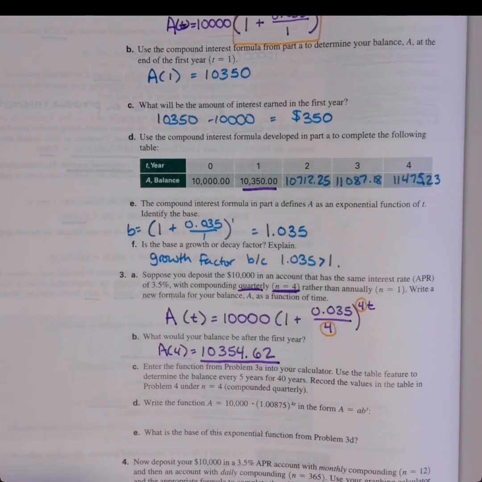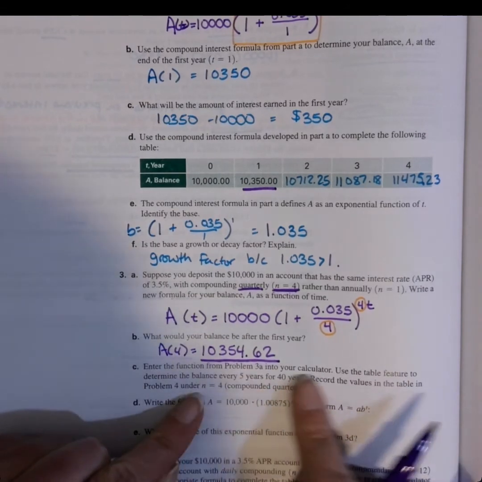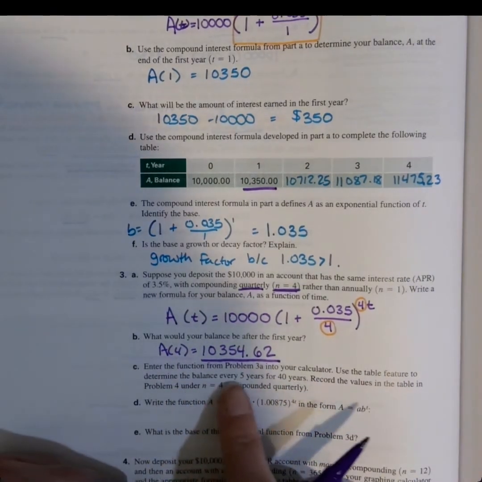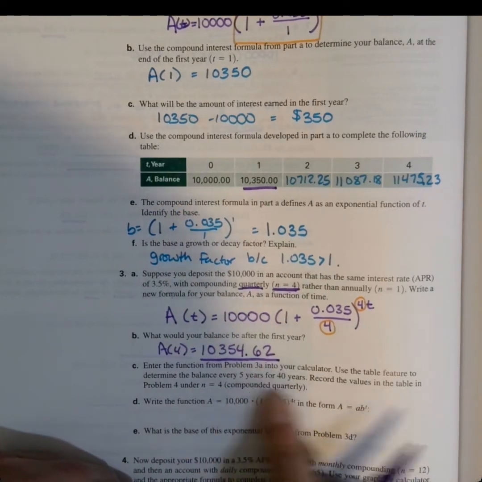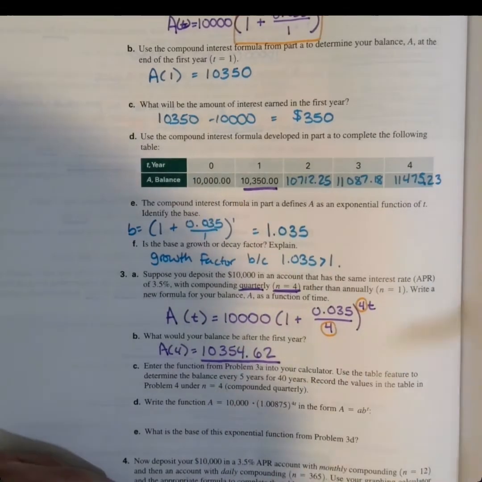All right. So enter the function to my calculator. Determine the balance every 5 years up to 40, and then record the values in the table on the next page. So I'm just going to do that when I get to the next page. So pause on that one. I'll do it over there. All right.